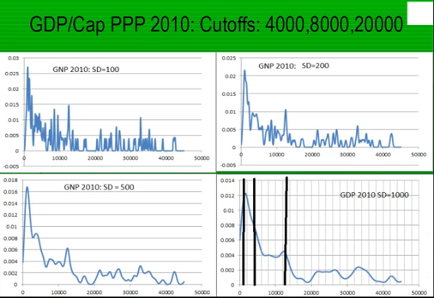Instead of looking at the GNI Atlas data, we look at the data set we have been looking at before, which is GDP per capita in PPP terms in 2010, and we look at the different window sizes just to give you a better idea of how the window size affects the density estimate. The first chart has a very small window, so more or less all of the points of data are getting their own normal density.